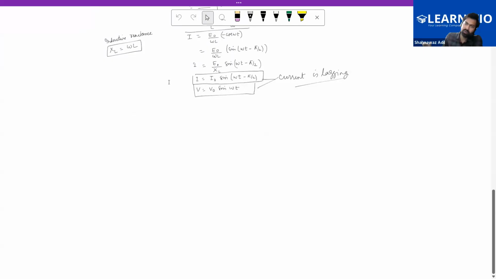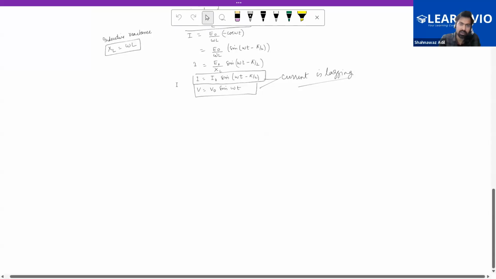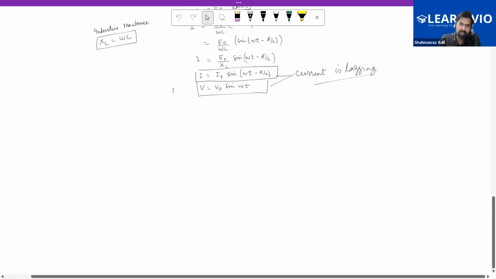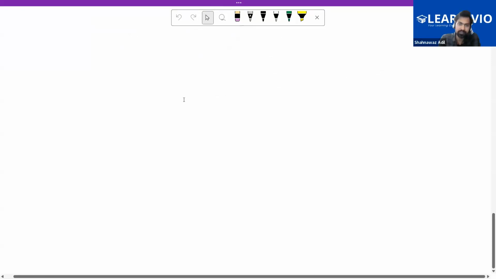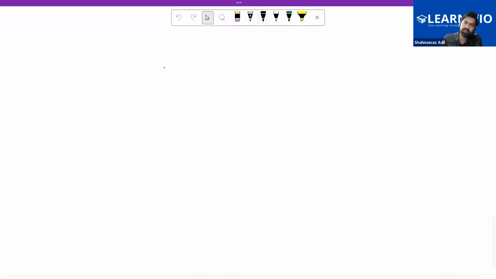Okay, so now let us talk about... am I lagging? Yes, guys. So now let us talk about the capacitive circuit.